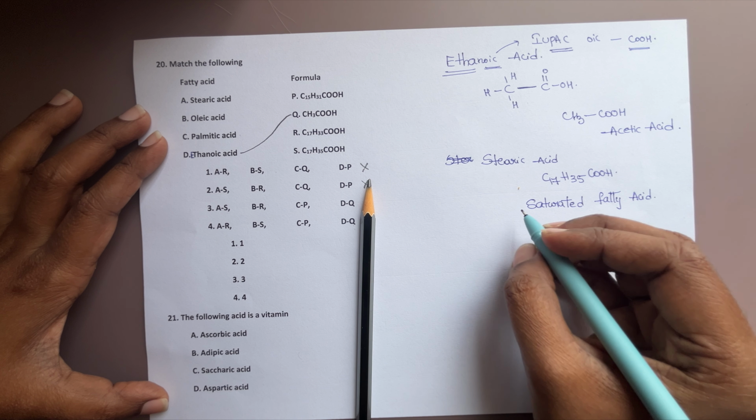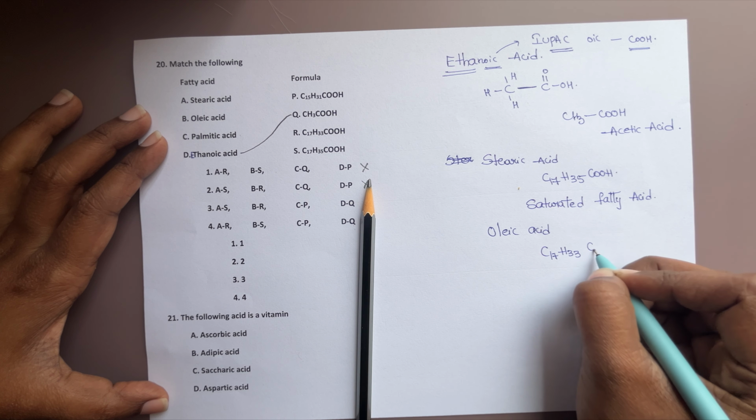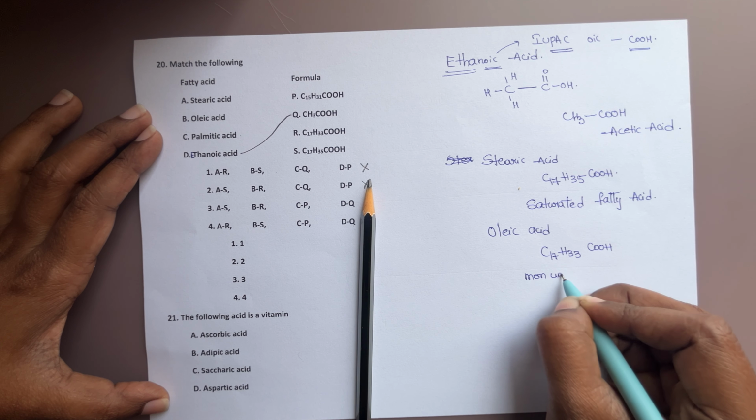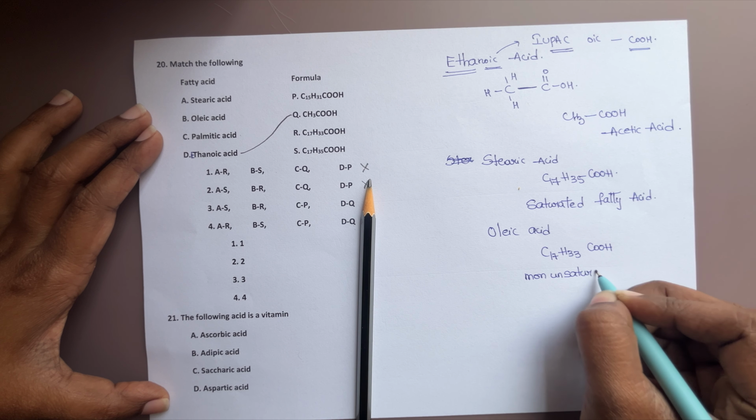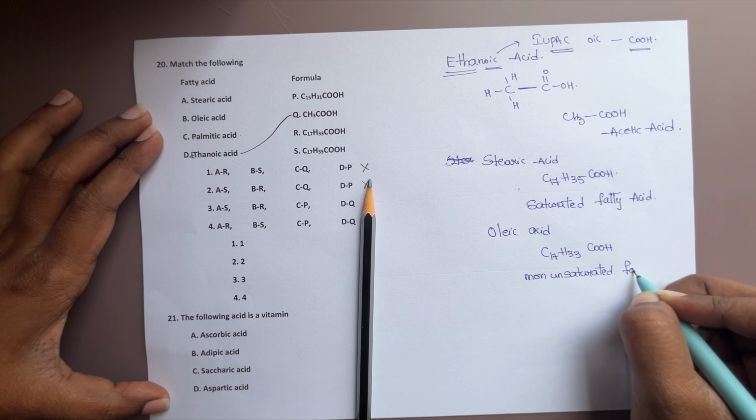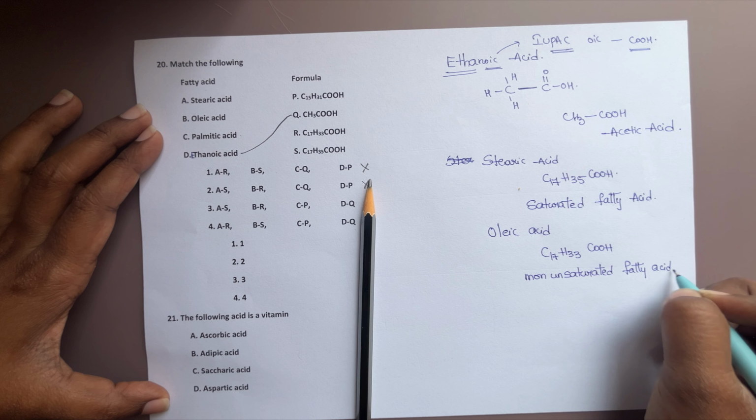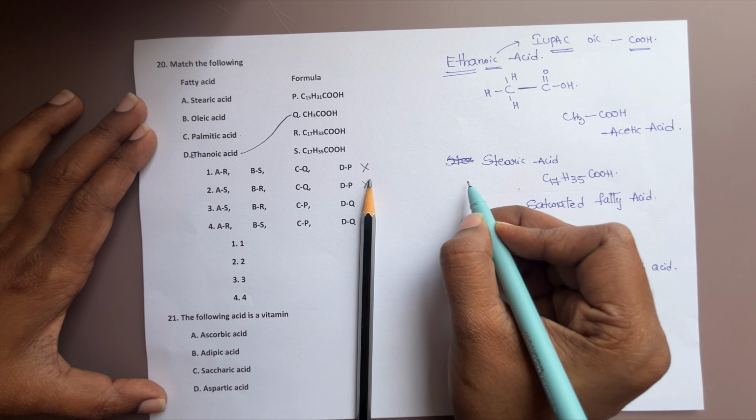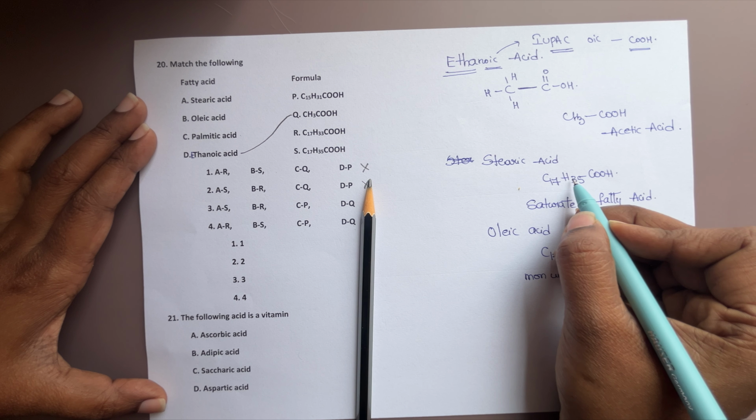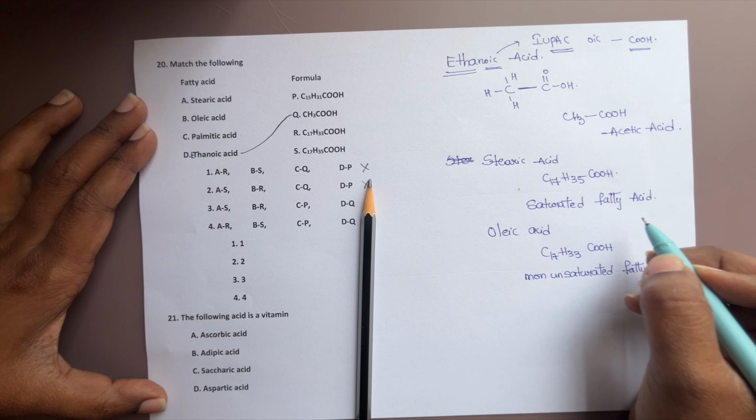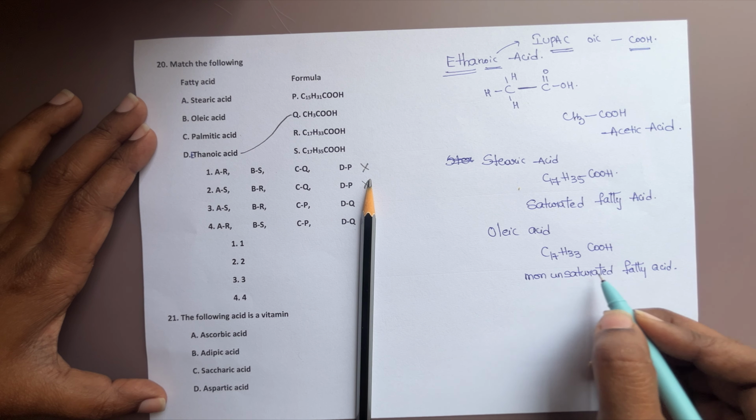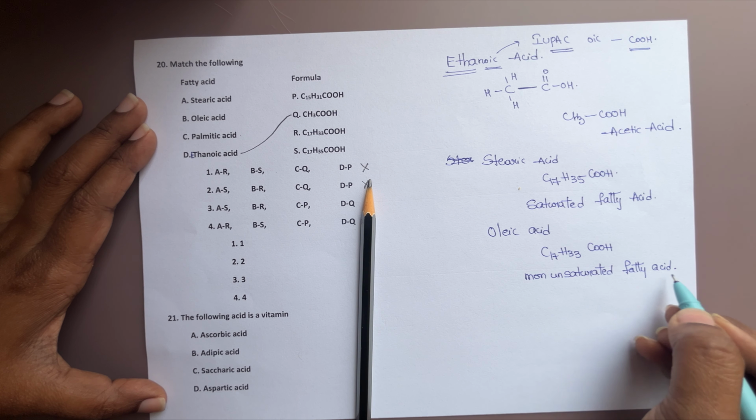Oleic acid is C17H33COOH. This is a monounsaturated fatty acid. Fatty acid is nothing but a long carbon chain, 17 carbons, connected with this COOH. That is what we call a fatty acid. Fatty means a lengthy carbon chain is present.